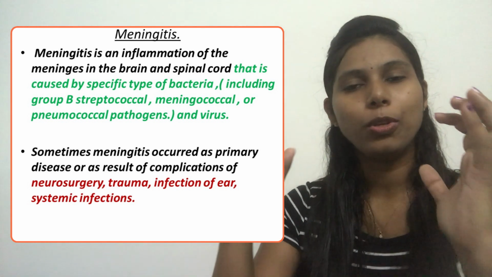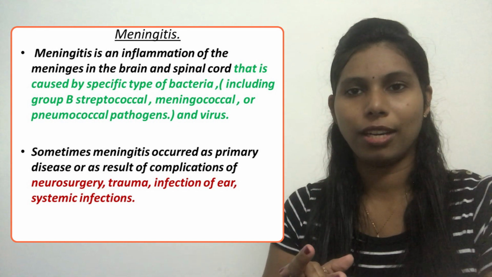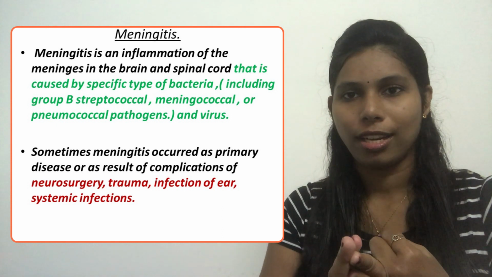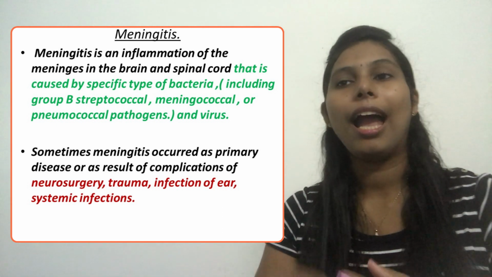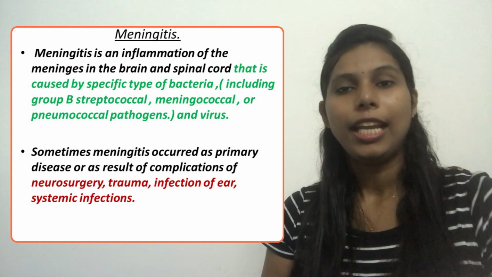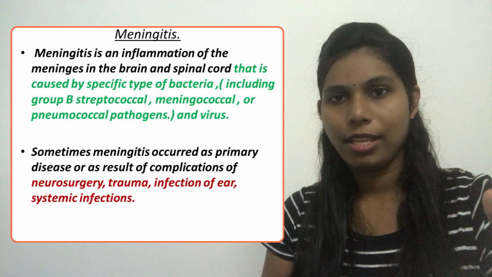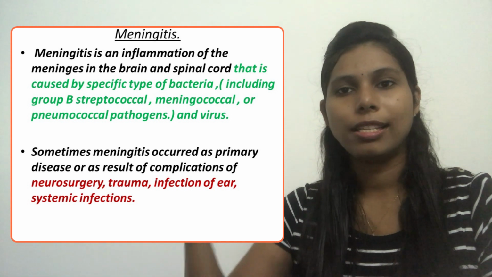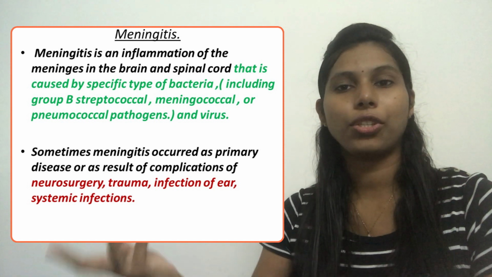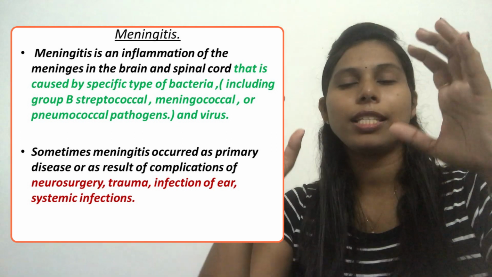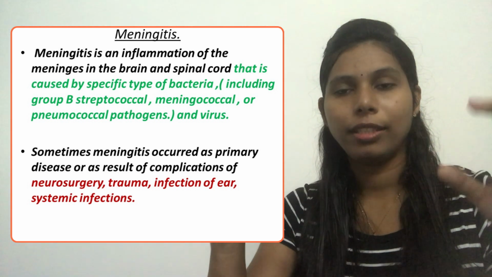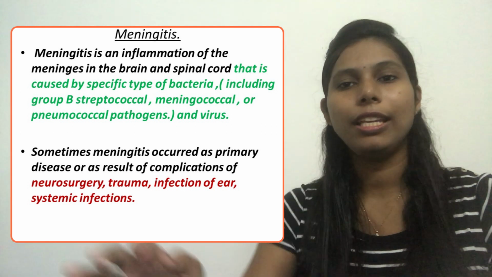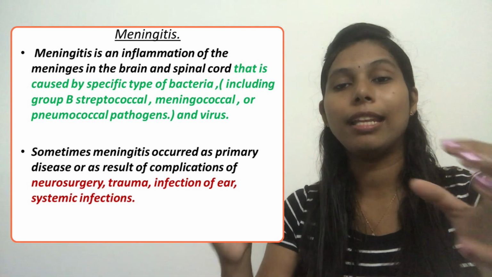It is mainly caused by a specific type of bacteria. For example, group B streptococcus or meningococcal bacteria, then pneumococcal pathogens and some viruses. It can occur as a primary disease or it can be a complication of neurosurgery, trauma, systemic infections or infection of the ear. So these are some of the basic points that we should keep in our mind for exam purposes. Now we will see what the main symptoms are in an adult client.